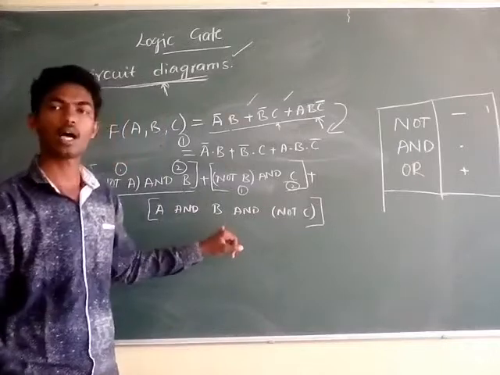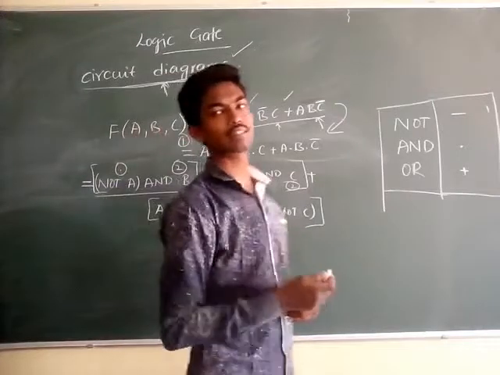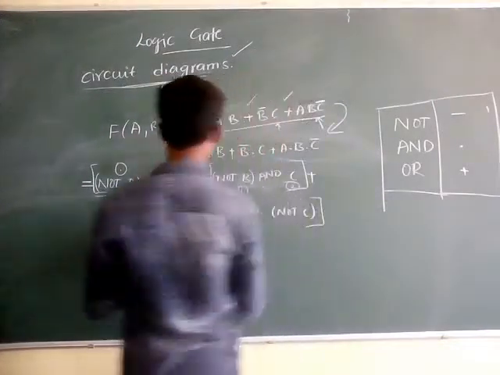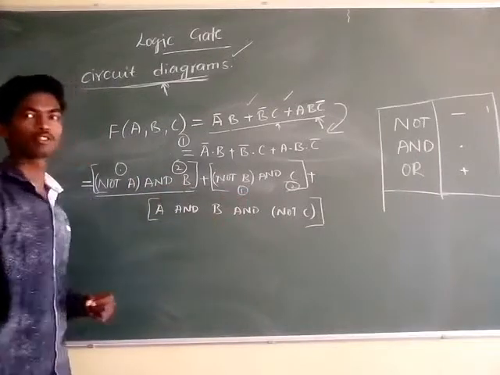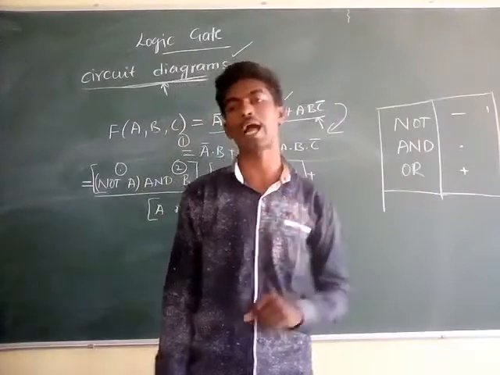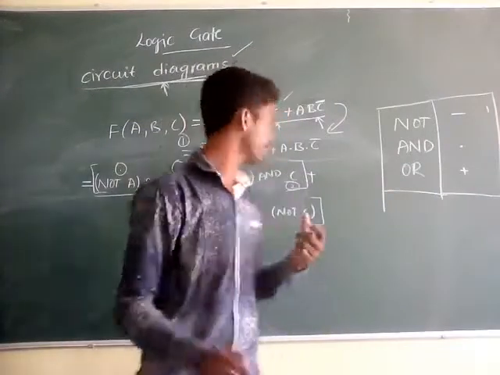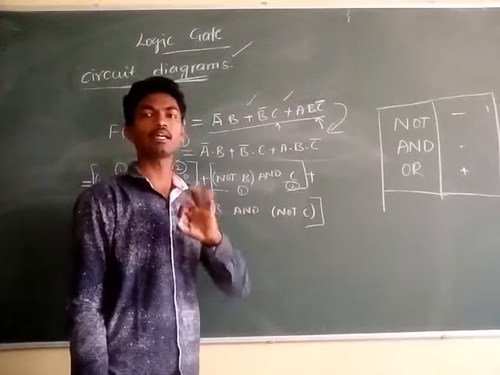One is A, another one is B, and the third one is not C. These are the three AND gates we are getting in this expression. So the first thing is you have to draw the three AND gates: two AND gates containing two inputs, and another AND gate containing three inputs.